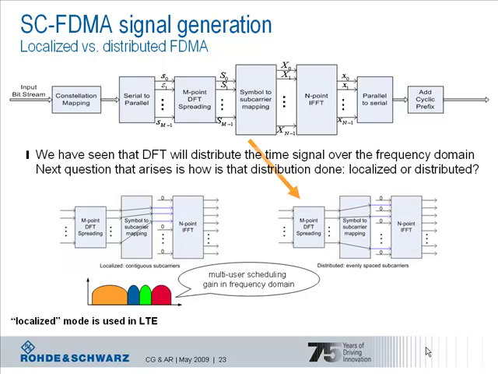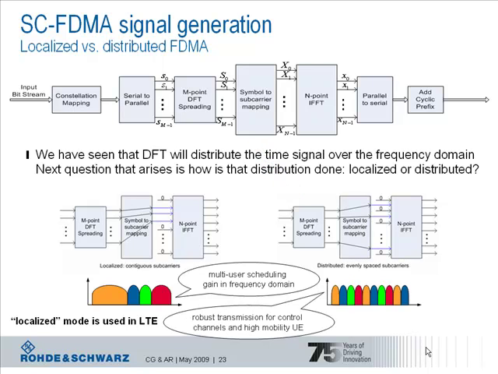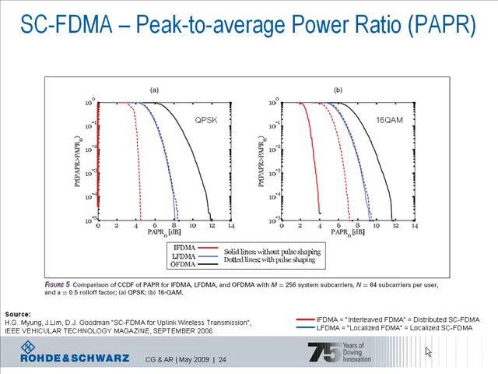The other mode is distributed subcarrier mapping. In that case, single carrier FDMA is referred to as interleaved FDMA. In this mode, the modulation symbols are equally spaced over the entire bandwidth. The advantage of this mode is the robust transmission of control channels and the support of high mobility of the terminal. Now the question is which of the two modes is realized within LTE, and the decision was that the localized mode fits better to the overall system requirements. Further, both modes impact the peak to average power ratio differently.